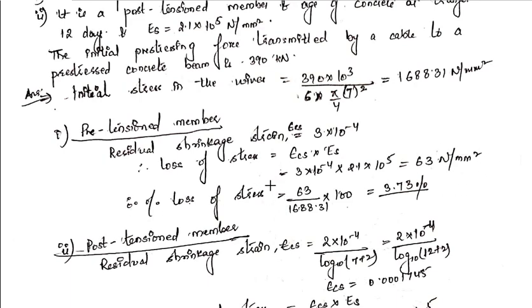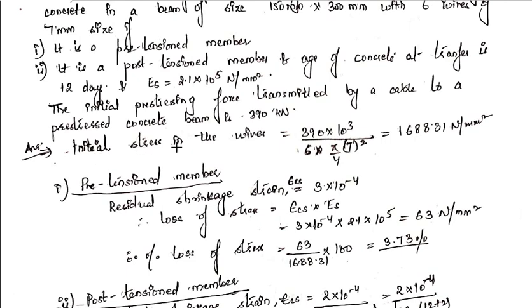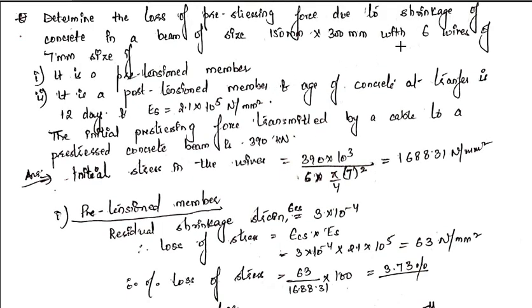Before calculating the percentage loss of stress, first we will have to find out the initial pre-stress that we are applying. The initial pre-stressing force is given. If we divide the force by the cross-sectional area of the wires, we will get the total pre-stress. So the total initial pre-stress in the wires will be equal to the initial pre-stressing force divided by the total cross-sectional area of the wires. The initial pre-stressing force is 390 kilonewton. Convert into newtons by multiplying it with 10 to the power 3. This is divided by the area, and there are 6 wires.